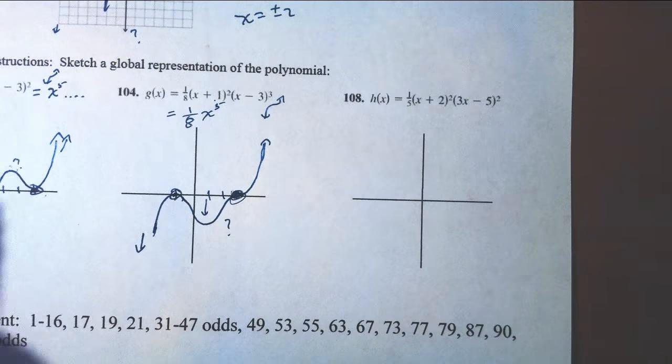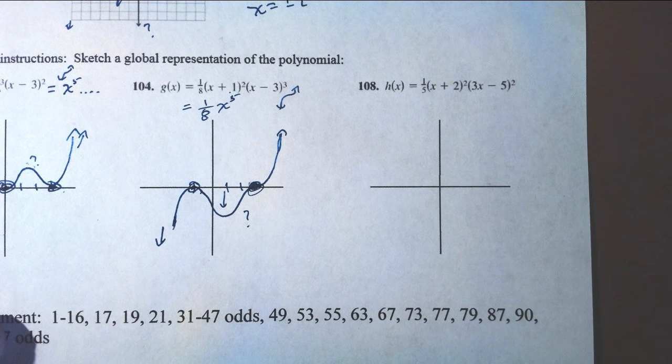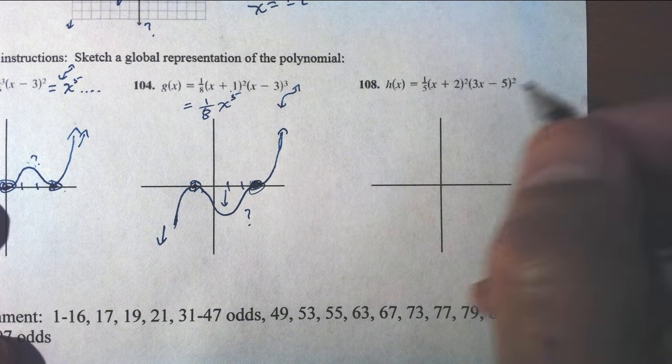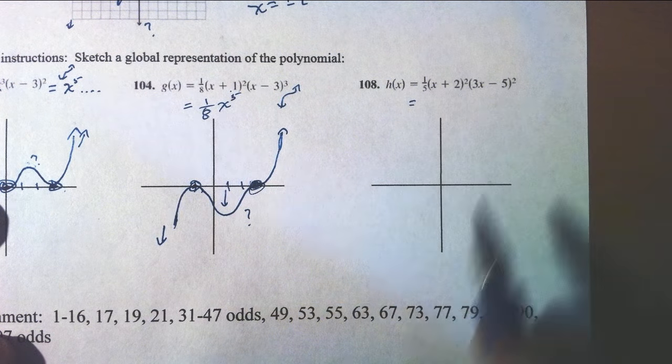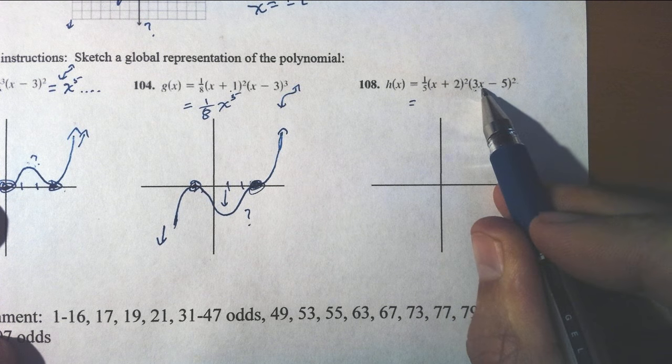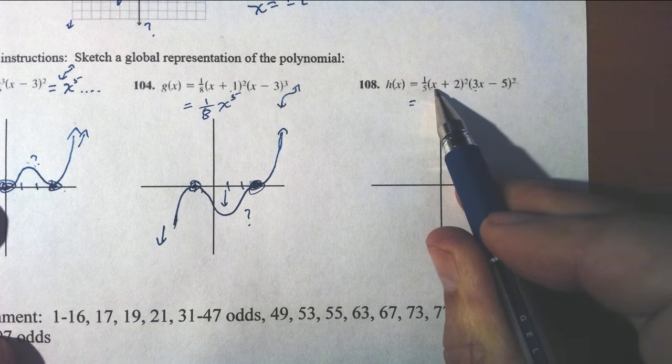Great time for you to try 108. Pause and give it a chance. If you've got it down, it should only take you maybe, I guess you could be done by now almost. Okay, hopefully, welcome back. If I was to superfoil this out, I would have, oh wow, a 9x squared here, another x squared, 9x to the fourth.